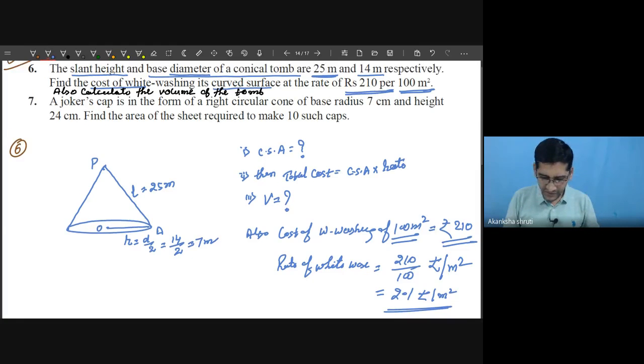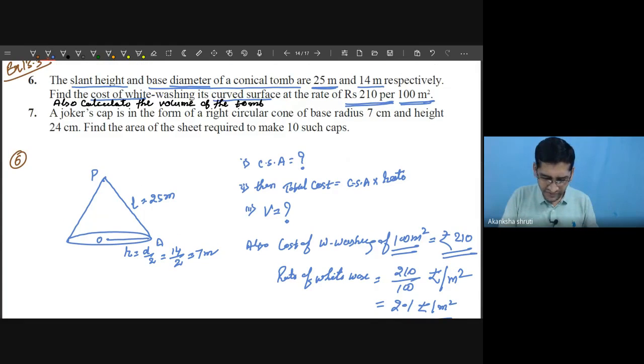Students, so let us continue. First we need to calculate the CSA. What is the CSA in this figure? It means we need to calculate only this curved part, not the circular part. Okay, students? So we need to first calculate this.